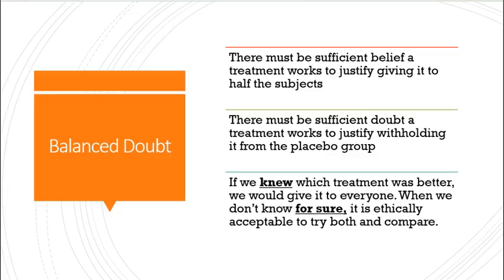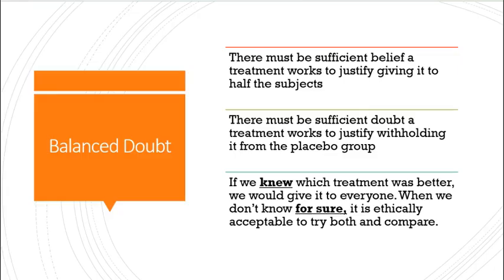Last thing to know is when we are doing any sort of trial, especially with medication, we have to talk about this idea of balanced doubt. Okay, so we have to be like, yeah, I'm pretty sure this medicine works, to be able to give it to half of the group in our trial. Usually when we do trials, we'll do half the group gets the drug, half the group gets a placebo. So we're not just going to give random stuff to people. We have to be reasonably certain that, hey, we think this could work.